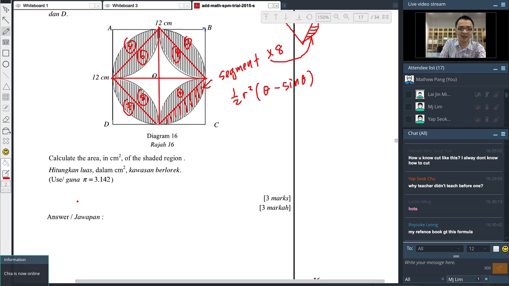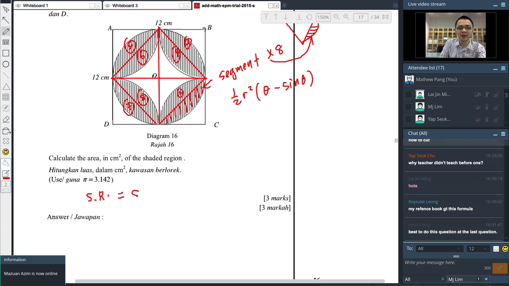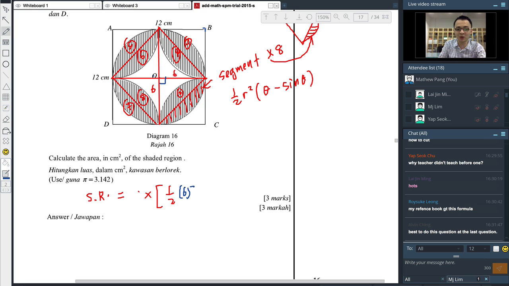So I will say the shaded region equals 8 multiplied by the formula, half, and in this case the r here will be 6. We know that the angle is 90 degrees, because this is a square. So I will say 6 squared, and theta, 90 degrees, is pi over 2, minus sine 90.